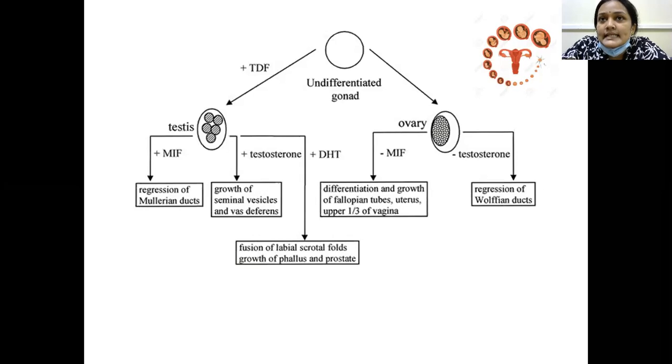This Mullerian duct is the main genital duct in females, and the Wolffian duct is the main genital duct in males. So what happens in females is there will be development of Mullerian or the paramesonephric duct, and there will be regression of the Wolffian or the mesonephric duct. These four words are very confusing even during your entrance exam.